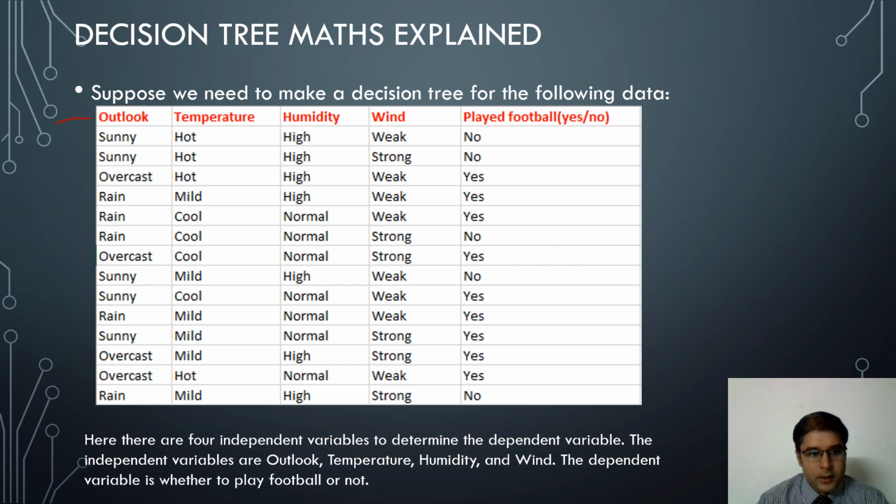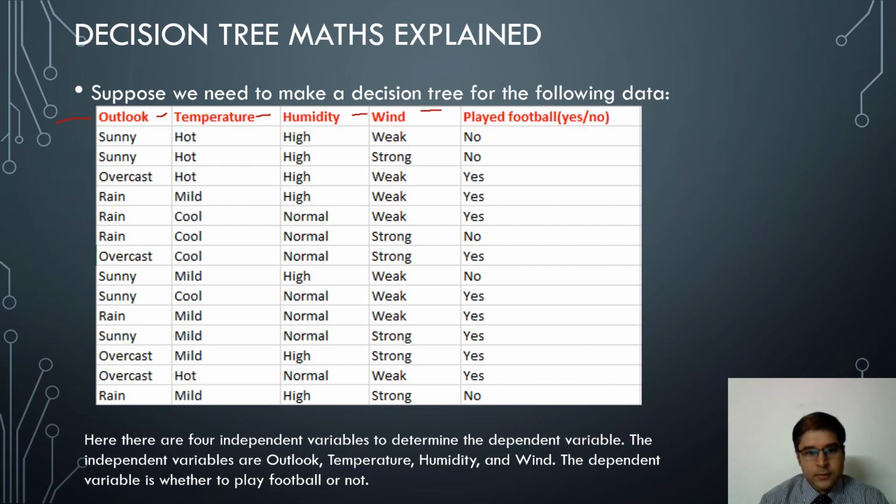So suppose we have this table here, and it defines the variables: outlook, temperature, humidity, and wind, and they have different values here in the table. Outlook can be sunny, overcast, rain. Temperature can be hot, mild, and cool. Humidity can be high, normal, and wind can be weak and strong.